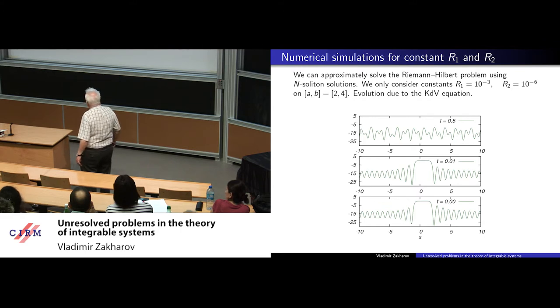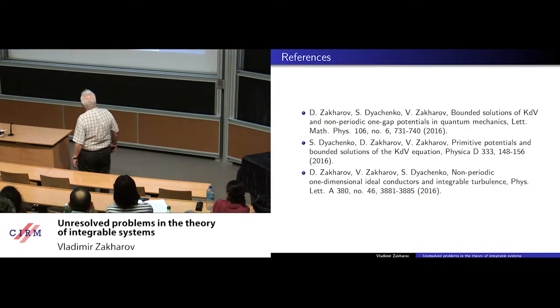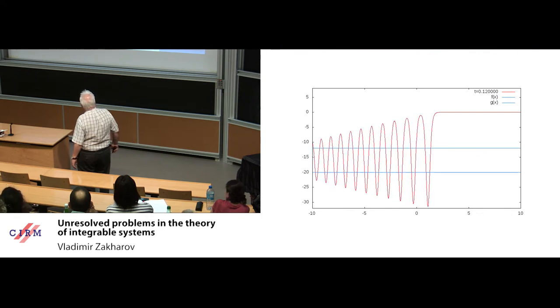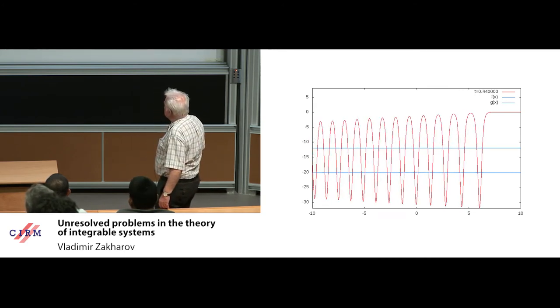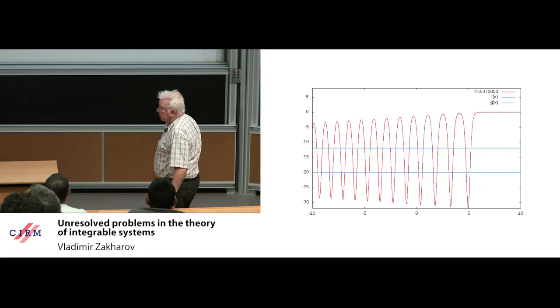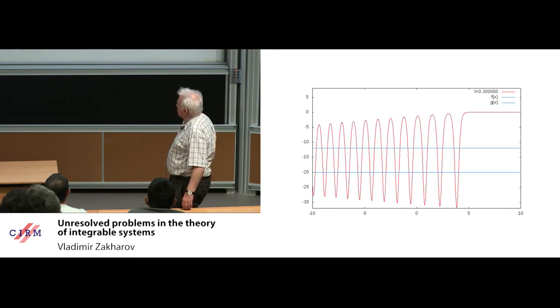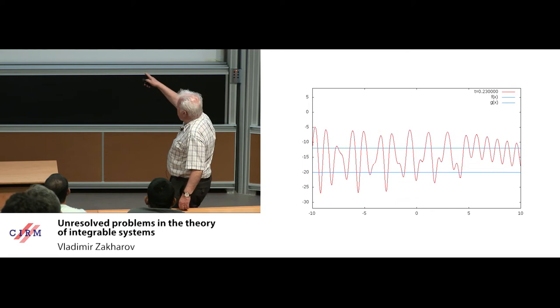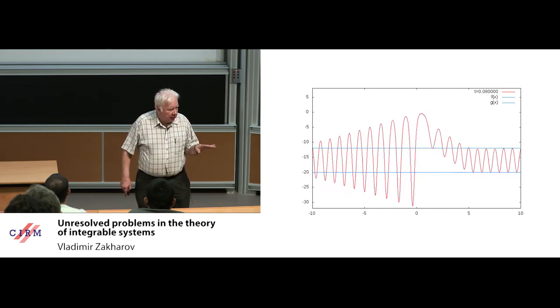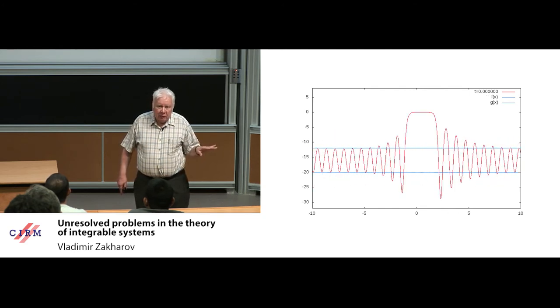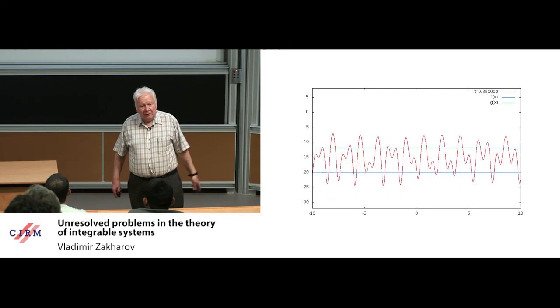What's going on if you start with this function as initial data? This is the formation of a dispersive shock wave. It's a solution of the Korteweg-de Vries equation. The next one, please. Here you start from a regular solution, and it becomes irregular. What's interesting is that you can construct a random initial potential, which could be a random solution of the Korteweg-de Vries equation.